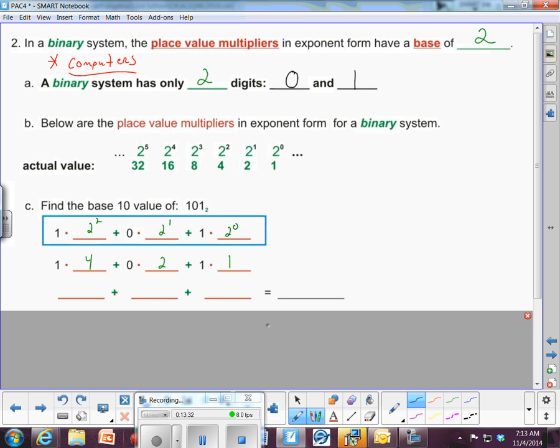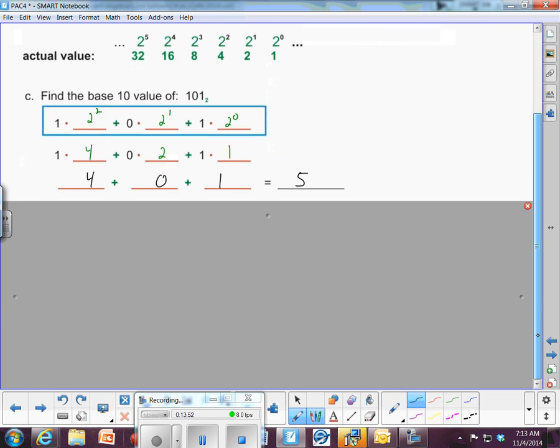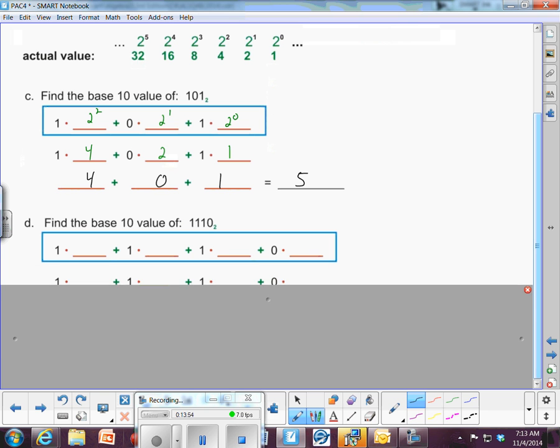Let's go ahead and figure out our value. So this is the number 5. It takes a 101 base 2 to get the number 5. Seems like a lot of work for just the number 5, but that is exactly the way it goes. It does take that much work to get the number 5. Let's do another one.